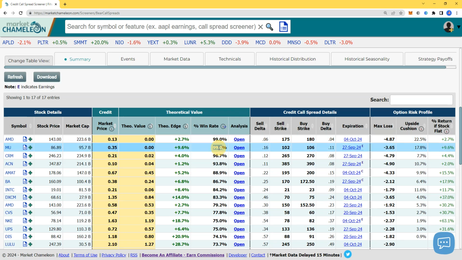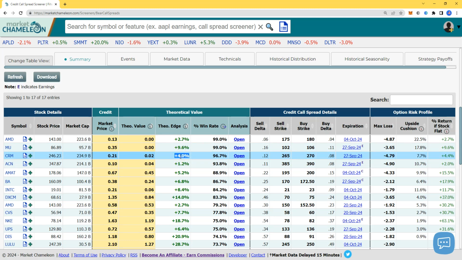And now I want to check the other 99%. MU price $87, and it tells you to sell the 102 call and buy the 106. However, we got earnings coming up, so it's up to you, but still 99% chance that MU will be below 102, and then you collect the entire amount of income, which is $35 compared to literally zero is what you should have collected based on history.